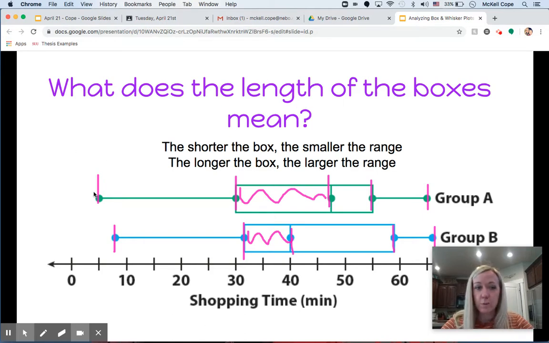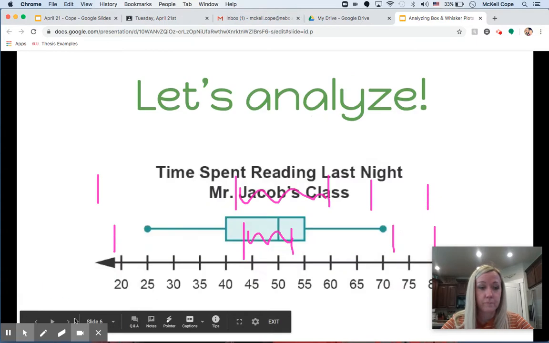And also with the whiskers. From here to here, we have a larger range from our lowest number up to the next quartile. So that's really what the length of the box represents: how big the range of numbers is in each of those quarters. Moving on. And let's erase.